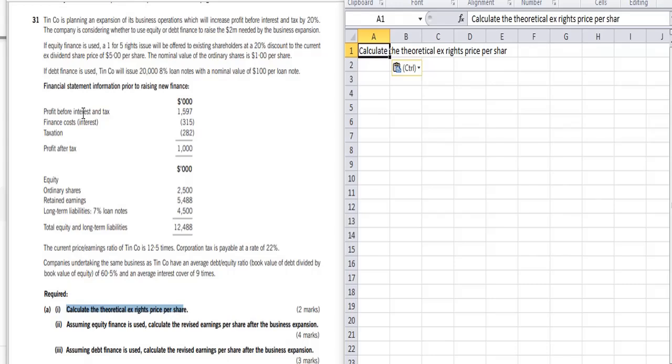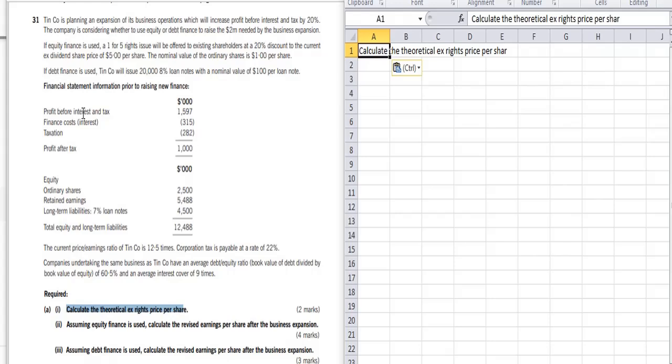Okay, if debt finance is used, Tin company will issue 8% loan notes with a nominal value of 100 per loan note. Even though the question has not told what the nominal value of the loan note is, we will assume it is 100. Okay, and we do have the financial statement given.